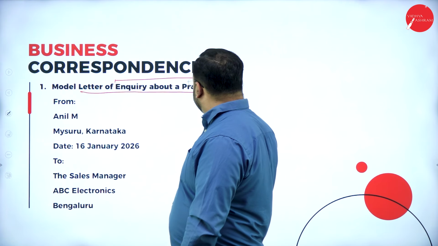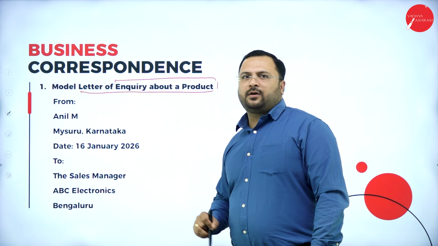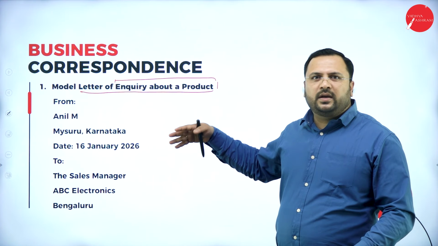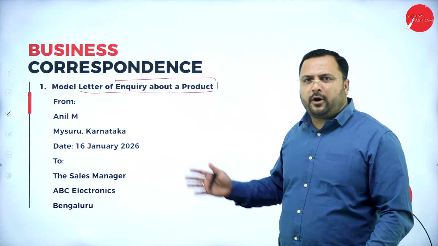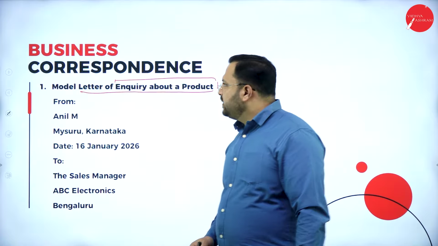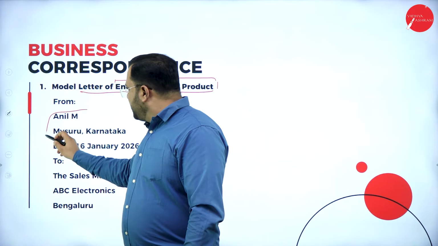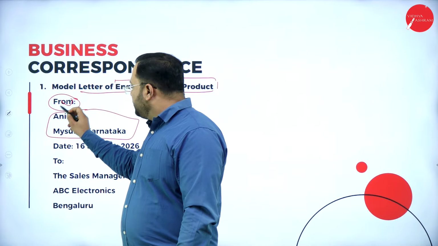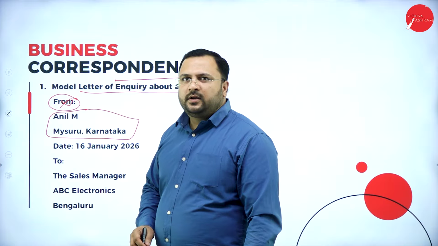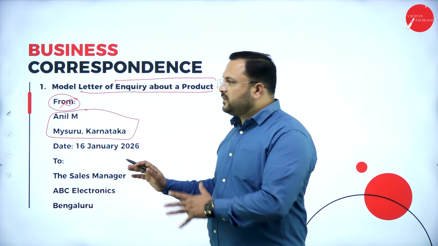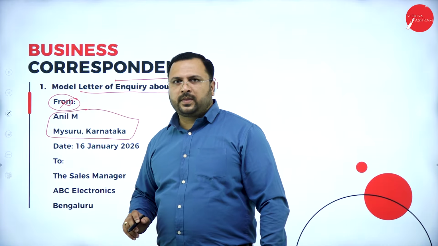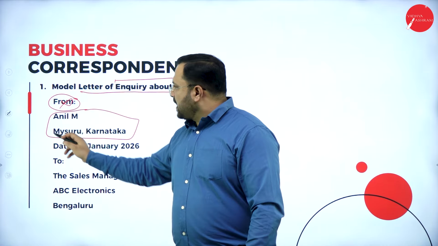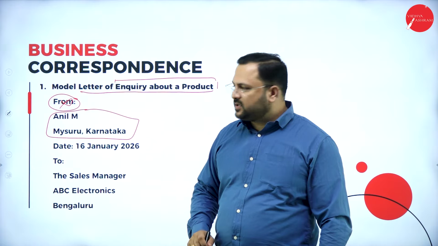So this letter is named enquiry letter. Why? Because the purpose of the letter is inquiring about something, a product. So how do you write? You will first write the from address. You need not mention the word "from" while writing a letter. For understanding the structure, we are mentioning it. The address which comes here should be the from address.